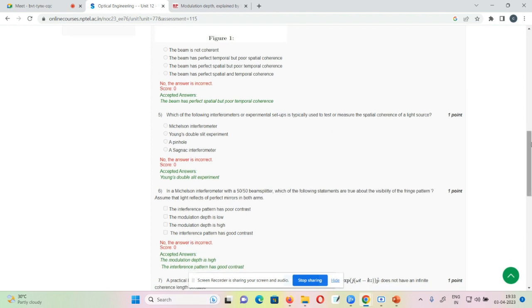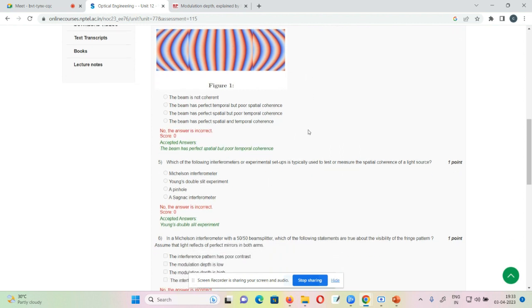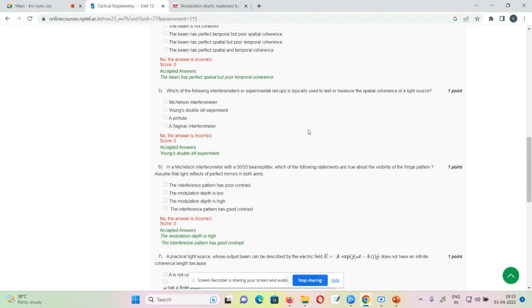Now from this information you can see that this beam has a high spatial coherence but a poor temporal coherence. Okay. Now we can check another question. Which of the following interference experiment setups is typically used to test the spatial coherence of a light source?